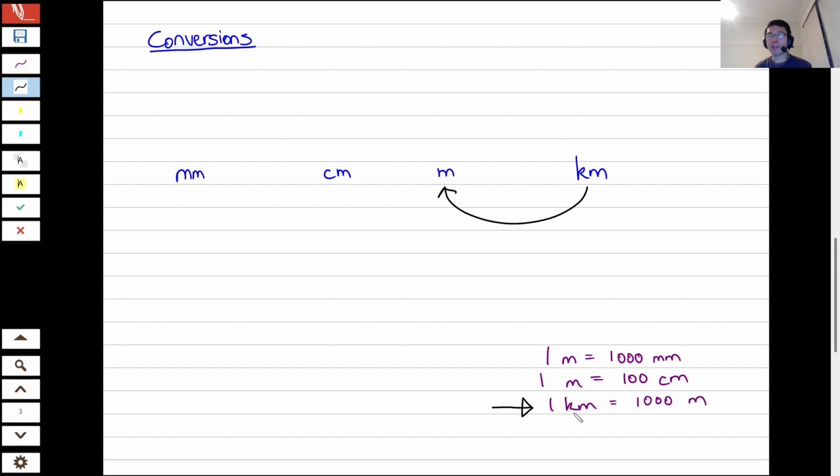If I know the number in kilometers, then what I need to do is take that number and multiply it by 1,000 to go from kilometers to meters. For example, if I know that 1 kilometer is 1,000 meters, then I also know that 5 kilometers is 5,000 meters, just as a matter of example. So I take the number 5 and multiply it by 1,000 to get 5,000.